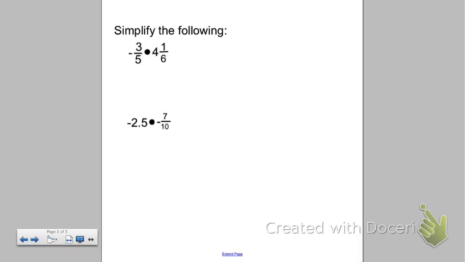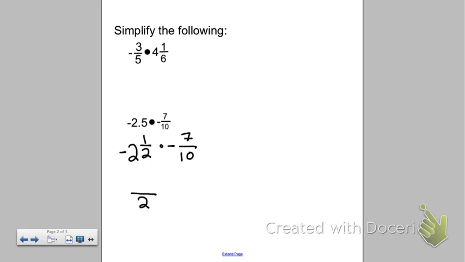The second problem, I have -2.5 times -7/10. I'm going to turn the -2.5 into a fraction because you cannot multiply a decimal by a fraction. They have to be in the same form. So this is -2 1/2 times -7/10. I need to turn this -2 1/2 into an improper fraction.